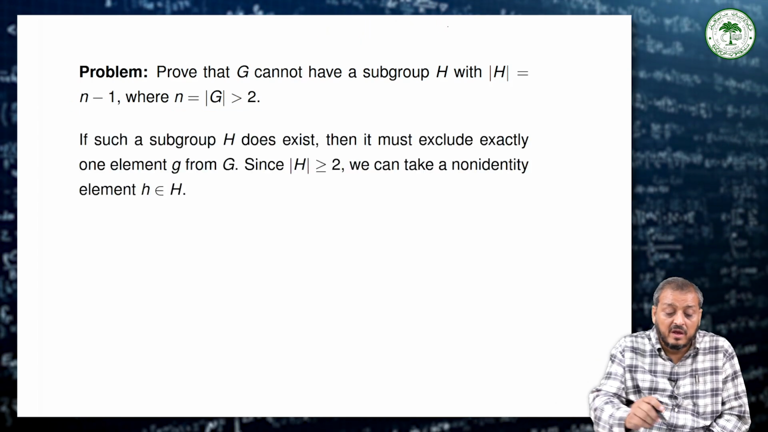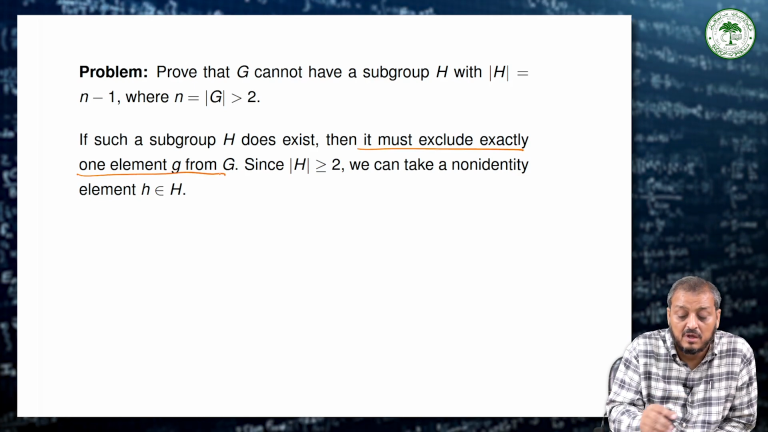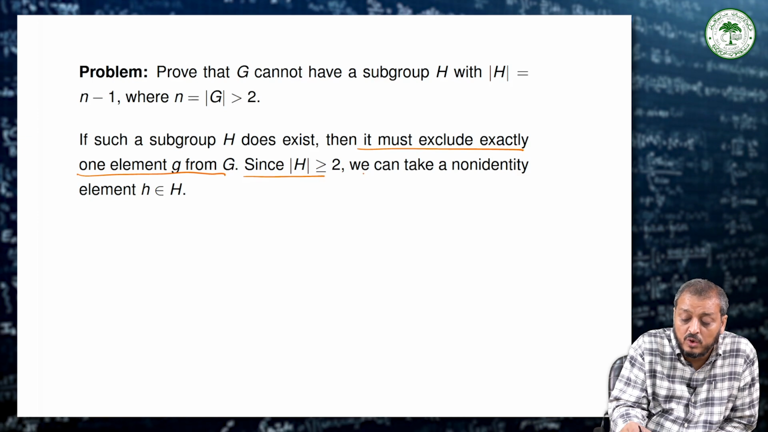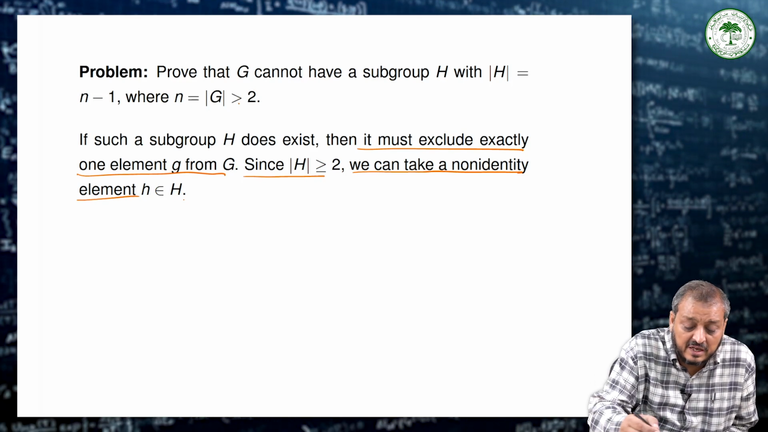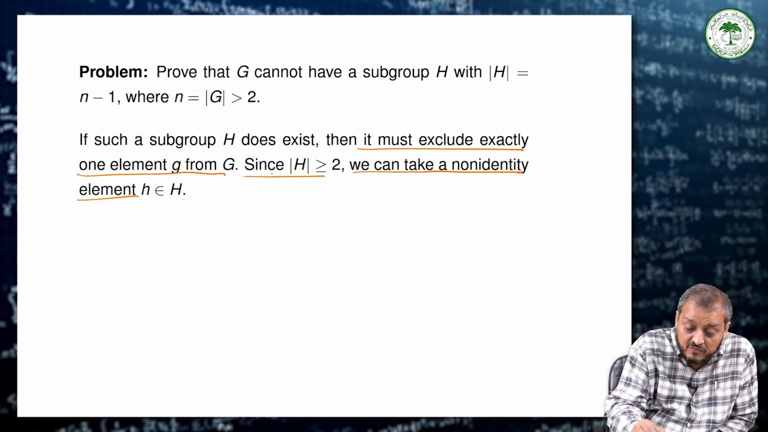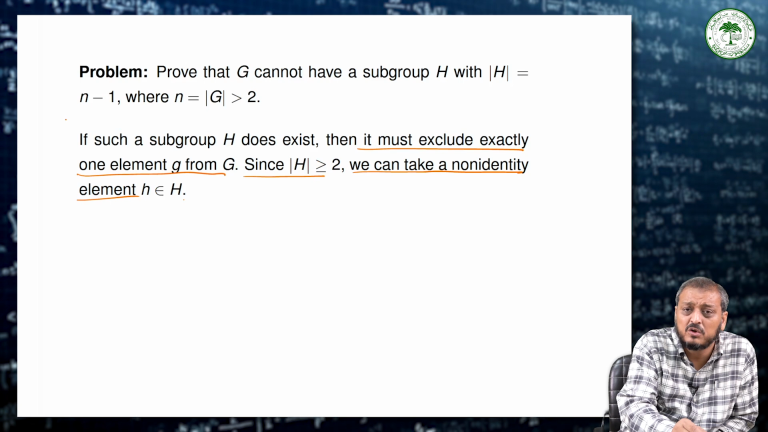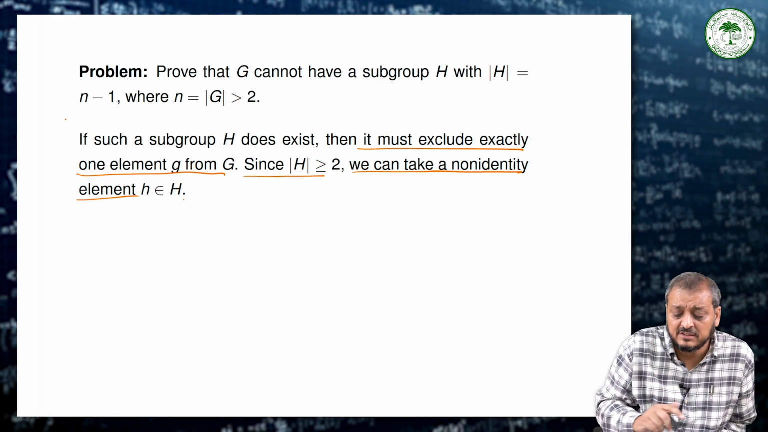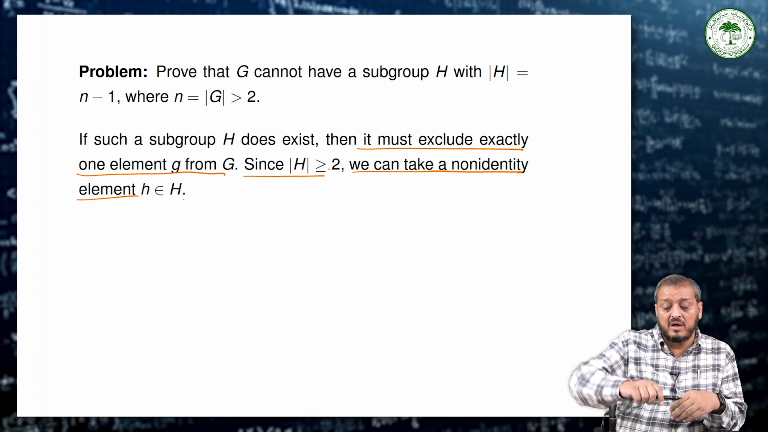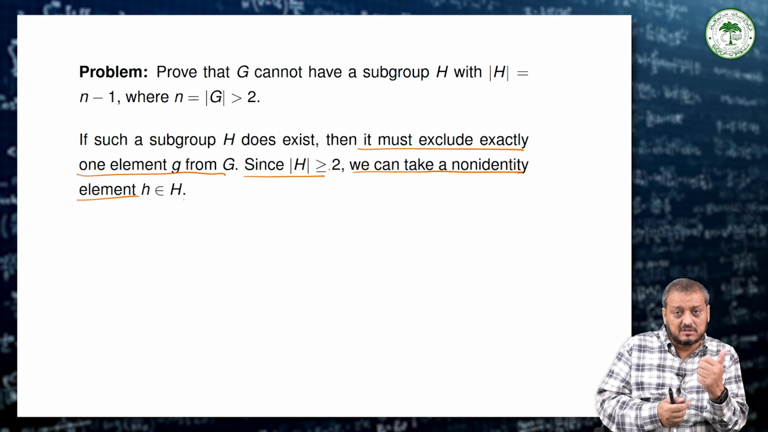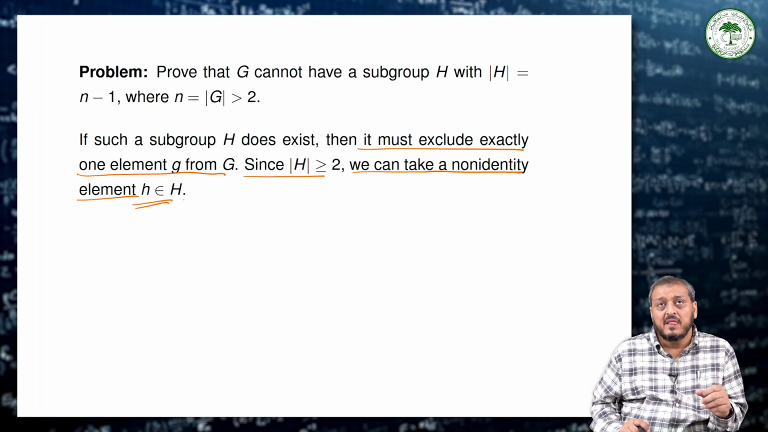Then we just say that if such a subgroup H does exist, then it must exclude exactly one element g from G. Since the order of H is greater than or equal to 2, we take a non-identity element h belonging to H. For example, 3 minus 1 is equal to 2, so H has at least 2 elements: one is the identity element and another is a non-identity element. So we take a non-identity element h belonging to H.